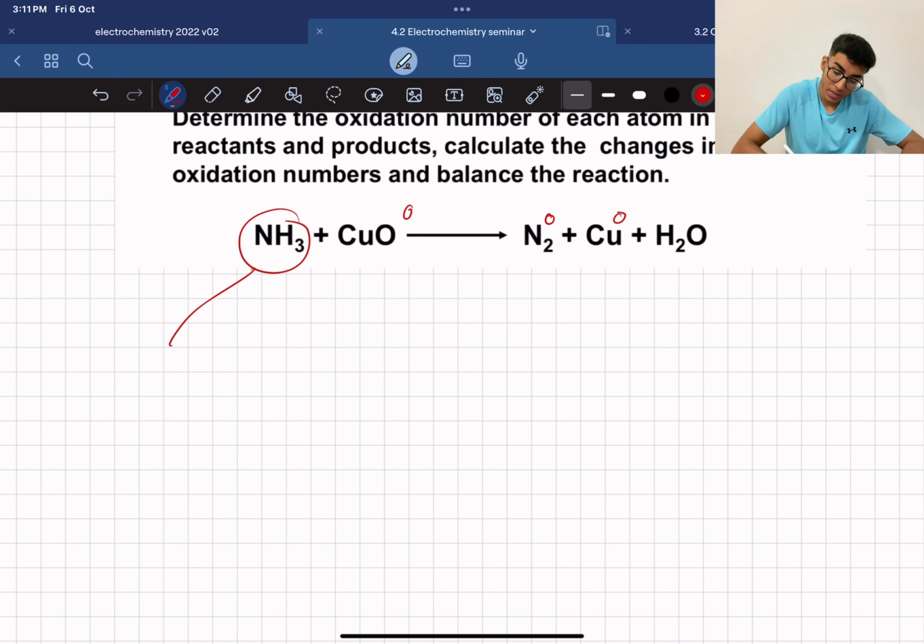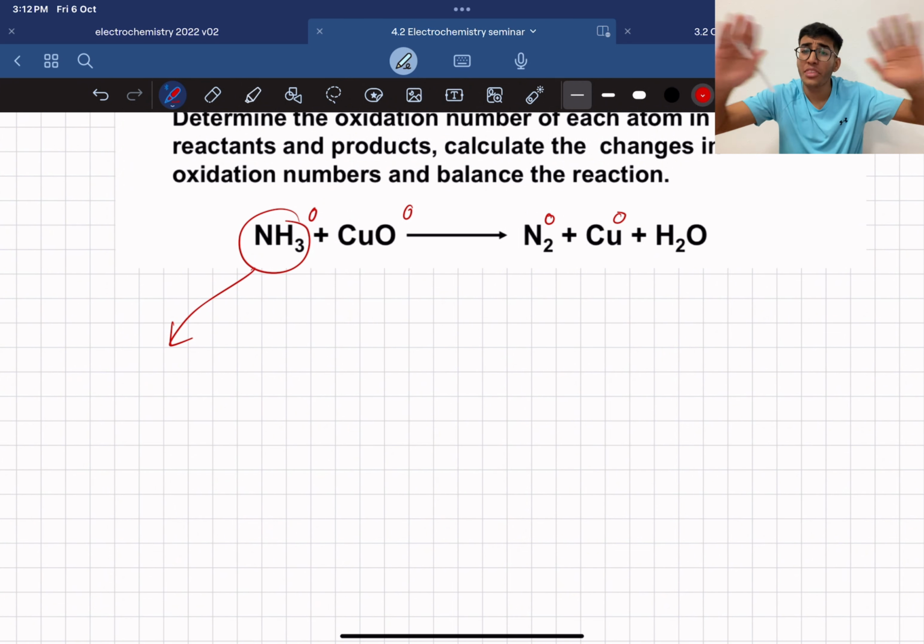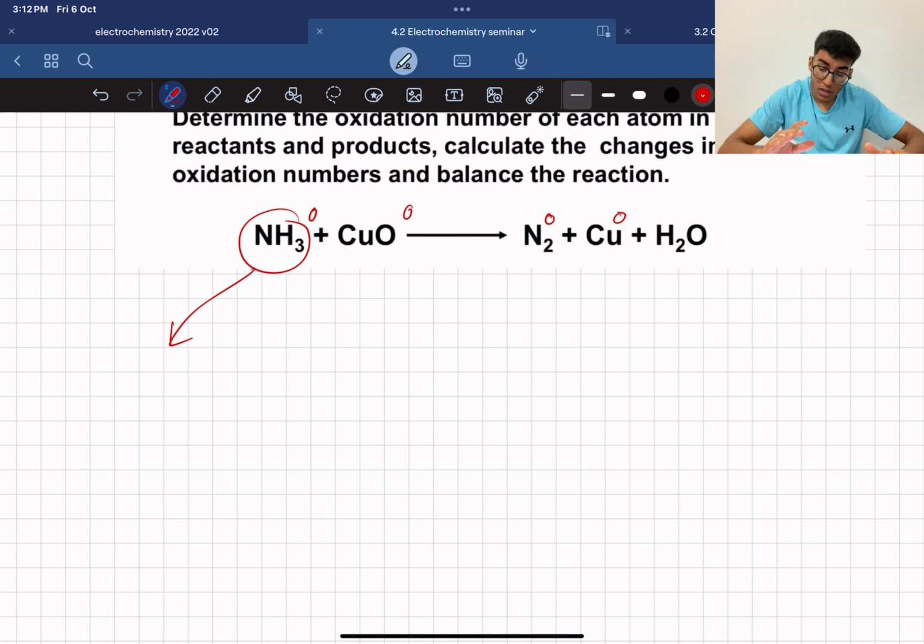NH3, sorry. Let's go. Now, let's start all over again. Looking at the formula, looking at the equation, what do we know about NH3? What is the oxidation state of NH3? I hope you said 0, because there's nothing on top. Again, there's no +1, there's no +2, there's no minus, there's nothing. So that's how we know that NH3's final oxidation state is 0.